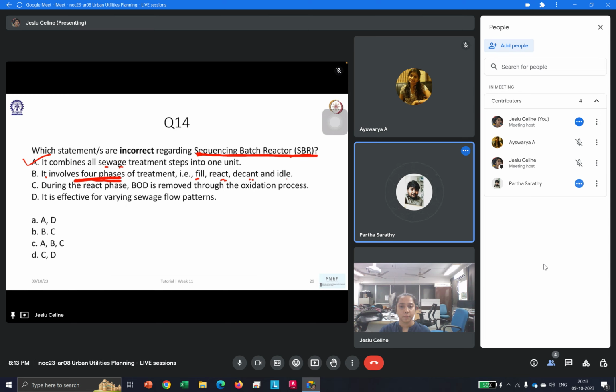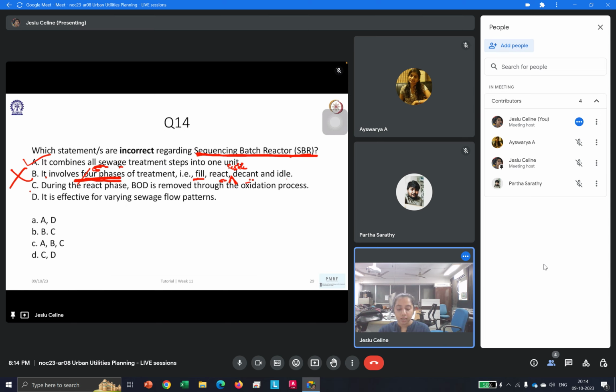So that means the full statement is wrong, right? It has 5 phases actually. The statement is wrong. It has five phases. Fill, react, and then something comes over here. Any guesses what that is? Settle. Very good. You need to think of sediment settling. So you fill, react, and then after the reaction, you need to allow it to settle down. So there's settle, decant, and idle.